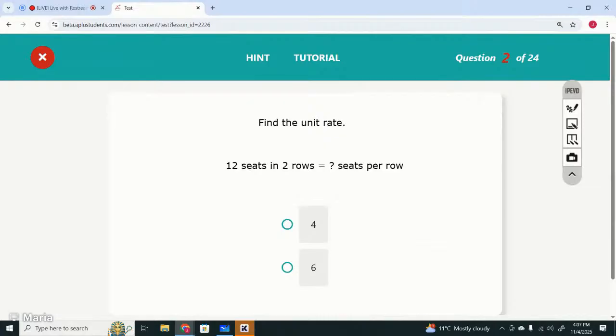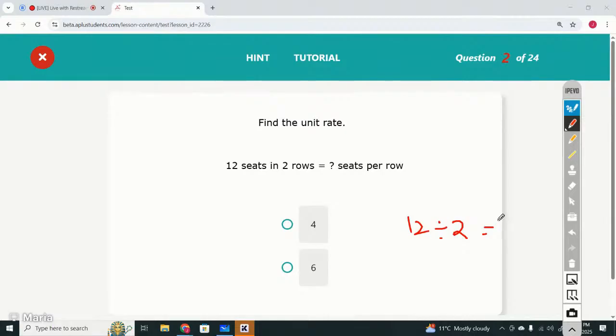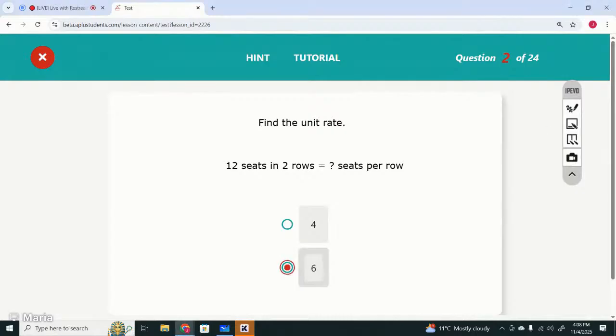Find the unit rate: 12 seats in 2 rows. We need to calculate how many seats per row, so you have to divide 12 by 2. 2 times what number is 12? 6 it is. It is 6 seats per row. Option number 2 is the correct option.